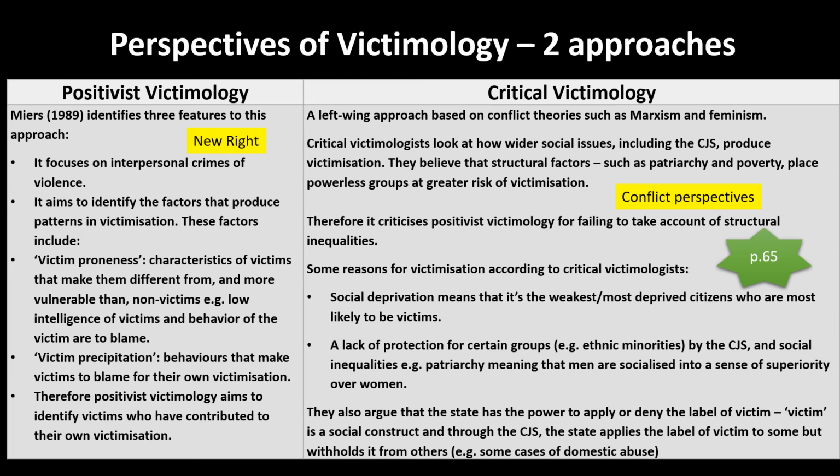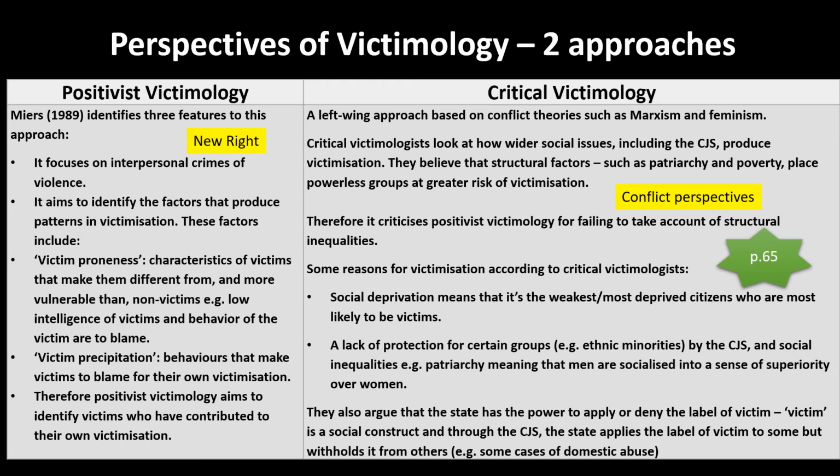The power of the state to deny a victim label is that, as we said before, the notion of being a victim is a social construct, and the criminal justice system, the state, can decide whether you are a victim or not and whether you meet the criteria. So, in the sense of this unofficial label, whether you're treated as a victim of a crime or whether you have been involved in the events.